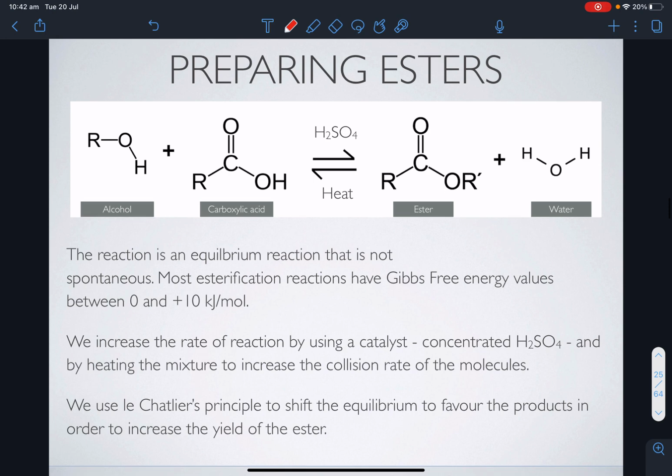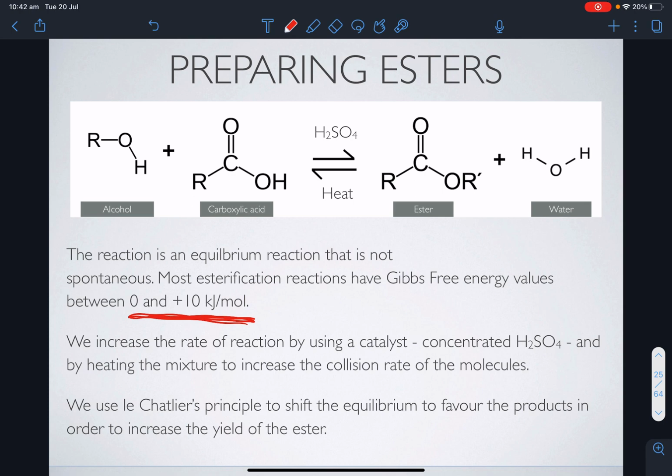Okay, a little bit more detail on actually making these. So the reaction is an equilibrium that's not spontaneous. So most esterification reactions have Gibbs free energy values in the low positives, very low positives. So we've got to think about Le Chatelier when we're making this as well, trying to push it towards the product side.